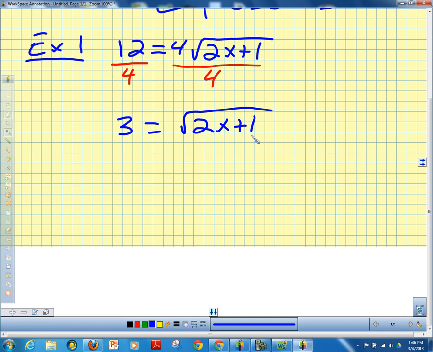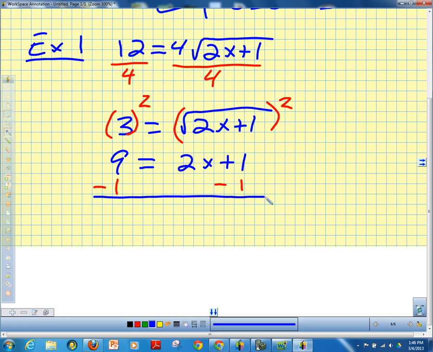What is the opposite of taking the square root of something? Square it. So we're just going to square both sides. What do we get on the left side? 9. When I square a square root, what happens? You just get what's under it. It goes away. So 2x plus 1. Then it's a pretty simple algebra problem, right? First I subtract 1 from both sides, and then I divide by 2.